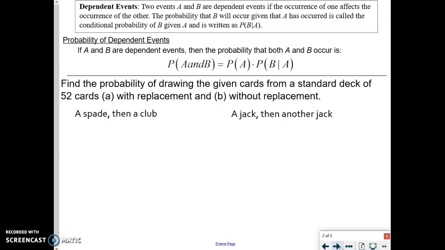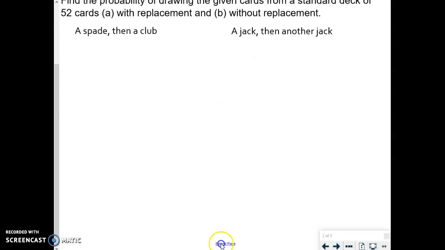Now, dependent events are a little bit different. 2 events, A and B, are dependent events if the occurrence of one affects the occurrence of the other. In other words, is there some correlation between them? Is there some overlap that's occurred? The probability that B will occur given A has occurred is called the conditional probability of B given A, and is written as the probability of B, that upright, that pipe, A. And I'll just talk about it as B given A. So the probability of A and B in dependent events would be the probability of A times the probability of B given A.